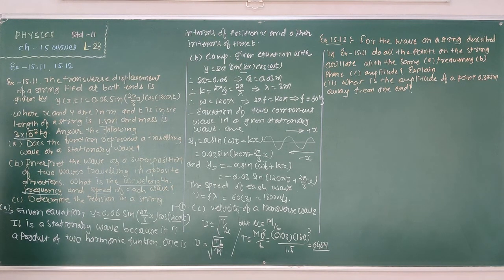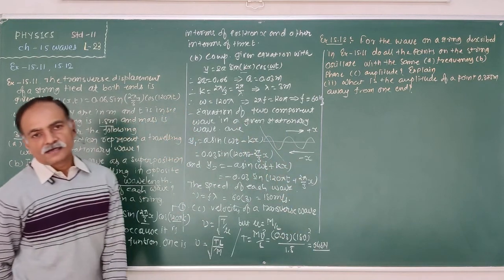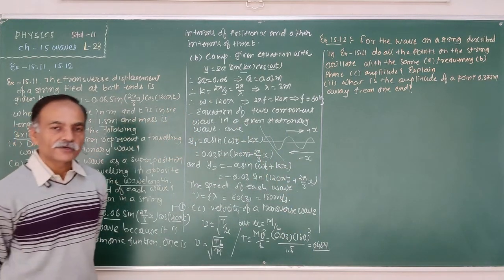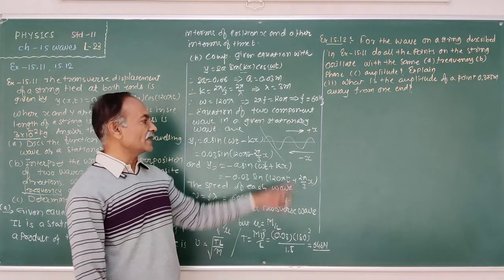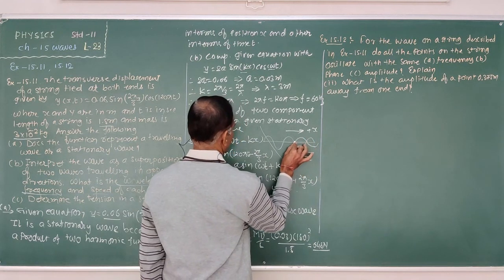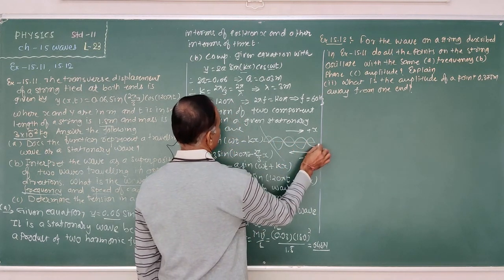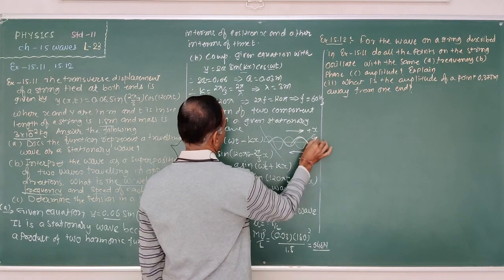Complete it. Here, this figure is not important, only for your understanding, because in a stationary wave, due to the superposition of two waves propagating in mutually opposite directions, the stationary patterns are formed like this. That is the second wave, and that is the first.